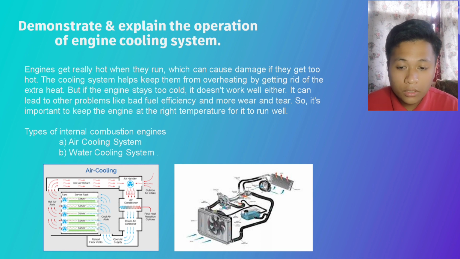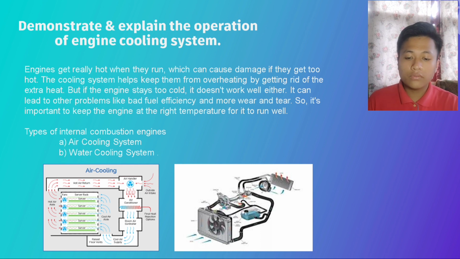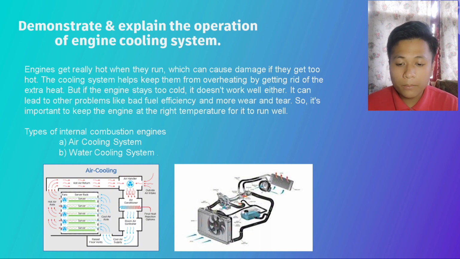Water cooling system. There are two types of engine cooling system. For the air cooling system, a small engine uses air cooling for reducing weight and complexity. Notice the rows of fins on both the cylinder block and the cylinder head. The fins provide additional surface for air to pass over the cylinder and absorb the heat.